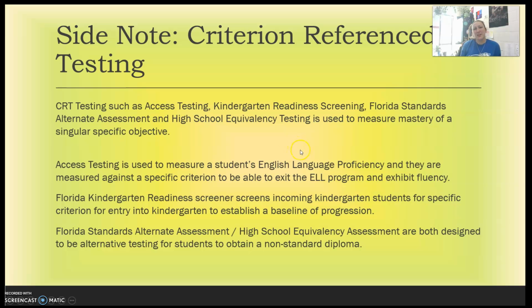Side note, there's another type of test that isn't much talked about, the CRT test, Criterion Reference Test. These are access testing, kindergarten testing, FSA testing, high school equivalency testing used to measure masteries. These are great. They have their purpose and they're looking for one specific thing.